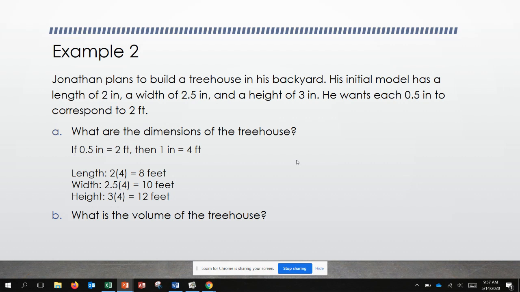Now, Part B asks for the volume of the treehouse. So you want to figure out how much air is inside that treehouse, essentially. You're going to find the volume. Well, it's a rectangle, so you're going to do length times width times height, or the area of the base times the height. 8 times 10 times 12 gets you 960 feet cubed, or 960 cubic feet.